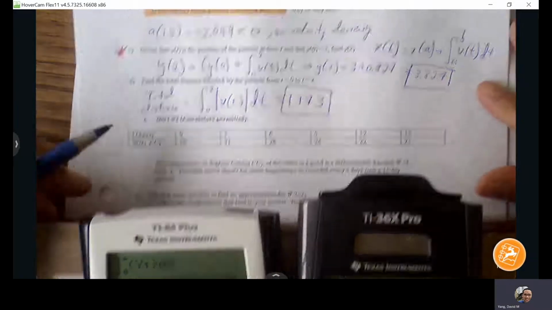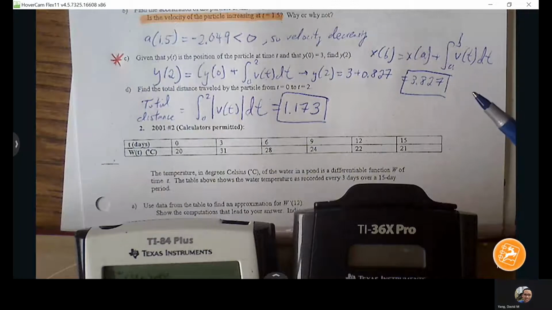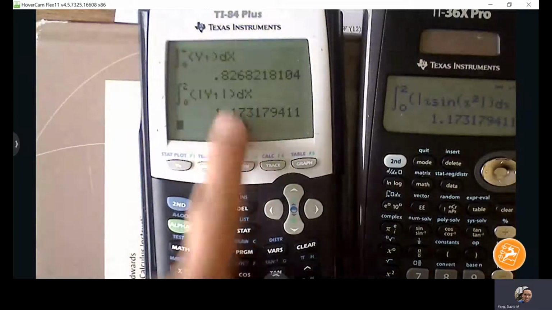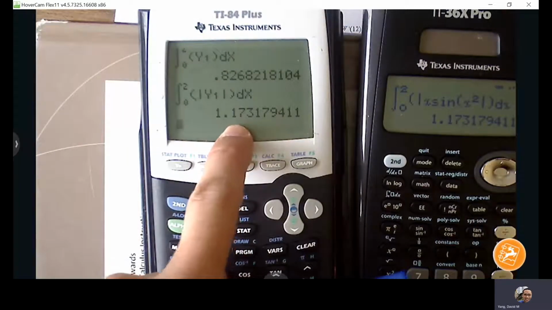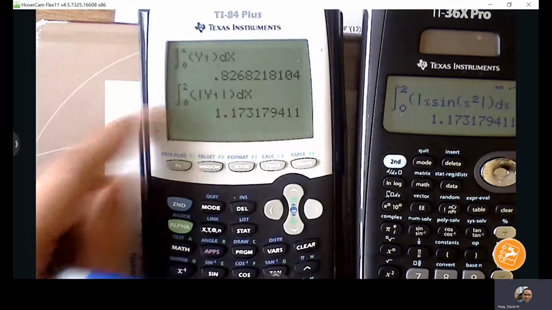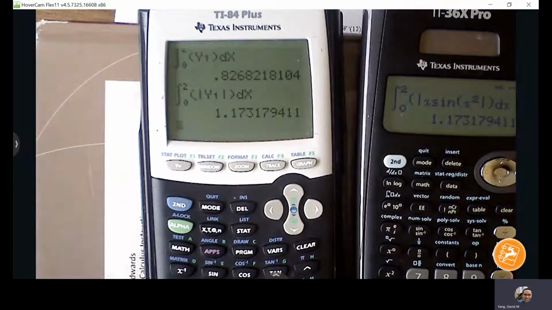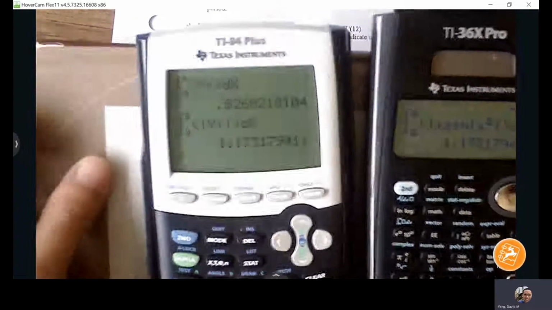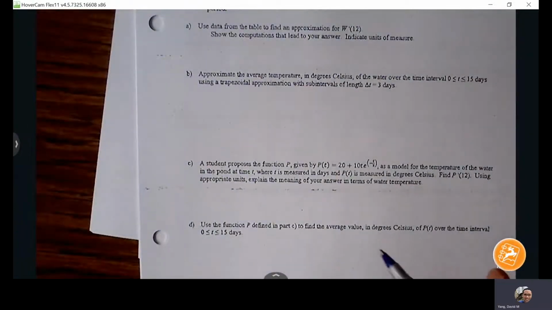Okay, now I want you guys to take a look at this here. The displacement is 0.827, but the total distance is 1.173. What does that tell us about what this object has done in that time period? Yeah, it changed direction, right? If your total distance is different from your displacement, that means it's gone back and forth. The forward progress is not as much because it backtracked somewhere along that interval. Okay, any questions with keystrokes on your calculator?